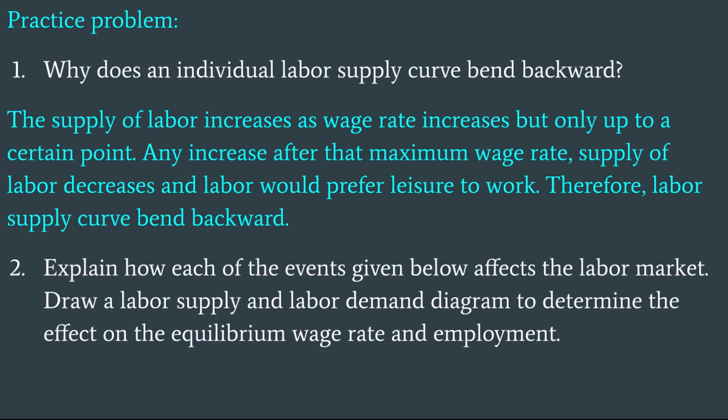Practice problem. Why does an individual labor supply curve bend backward? The supply of labor increases as the wage rate increases, but only up to a certain point. Any increase after that maximum wage rate, the supply of labor decreases and labor would prefer leisure to work. Therefore, the labor supply curve bends backward.